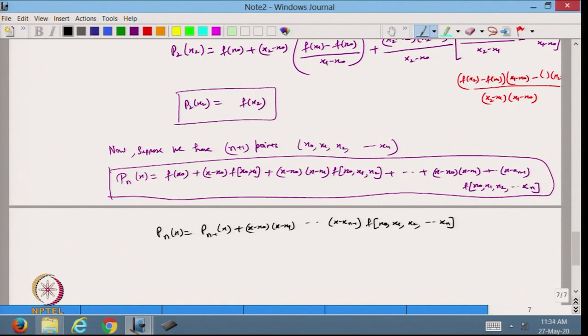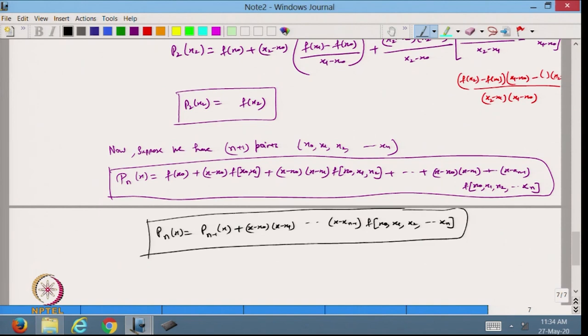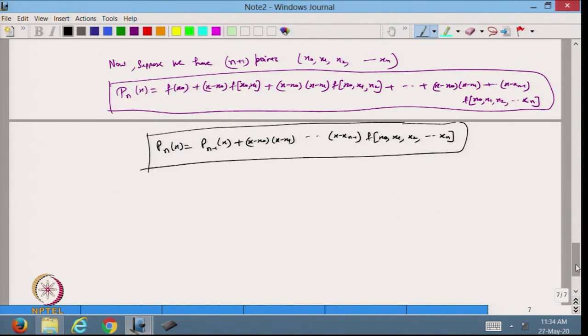So, now from here I can say that in Newton's divided difference formula, whatever interpolating polynomial exists at the given number of nodal points, if we add one more nodal point, then there is no need to rewrite the whole expression again, just add one more term in the previously written interpolating polynomial. So, this is the way we can define the nth degree interpolating polynomial using Newton divided difference formula.